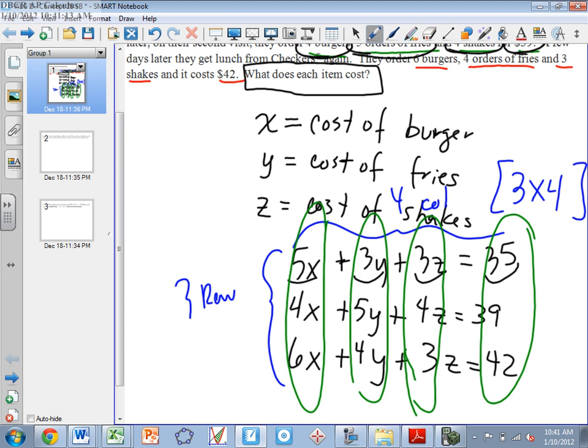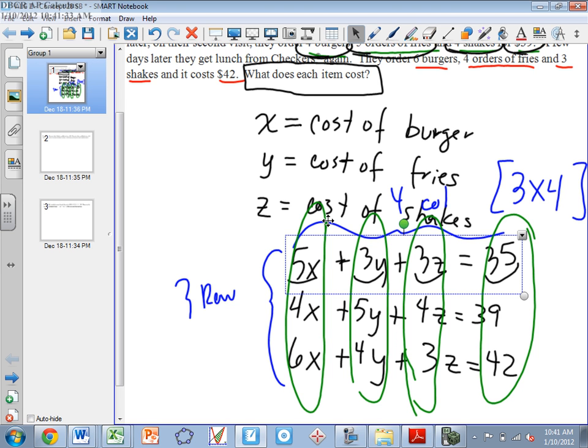So what you were saying, it only works if you don't make little mistakes. Like if I accidentally switch the 3 and the 4. Correct. If you switched these two, it wouldn't work. As long as your Y's are lined up, your X's and your Z's, or your A's, B's, C's, whatever your coefficients are.